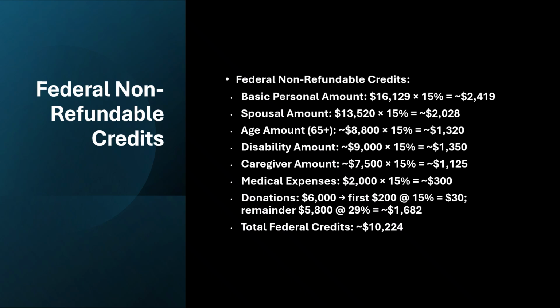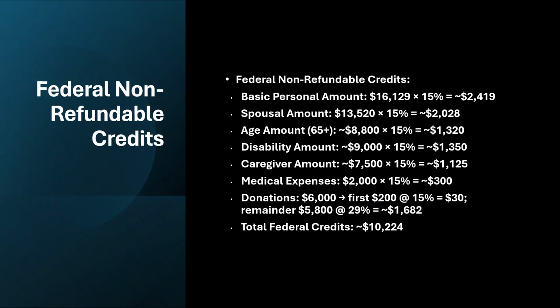Okay. Then you factor in their age. They're over 65, so they get the age amount. That's about $320 in savings. And because of their health, they claim the disability amount. Another $1,350 saved. And the caregiver amount, another $1,125. These credits are based on personal circumstances, but they stack up incredibly fast. Even the medical expenses contributed $300 in federal tax reduction here.